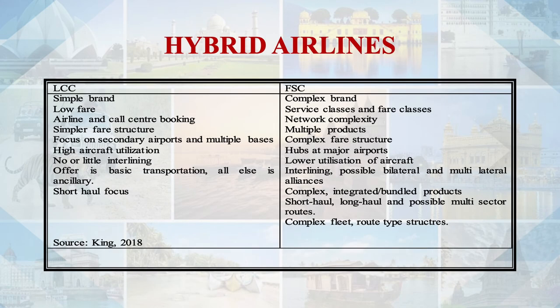So what kind of differences can we identify between low-cost carrier and full-service carrier? A low-cost carrier is basically a simple brand, whereas a full-service carrier is a complex brand. LCCs provide services for low fare, whereas full-service carriers follow service classes and fare classes. So in a full-service carrier, there will be business class, there can be first class and economy class. So two or three kinds of classes are there. But in the case of LCC, there is no difference, only one class of service. Airline website and call center booking is the dominant mode of booking seats for LCCs, whereas full service carriers provide all sorts of channels for selling their tickets. LCCs have a very simple fare structure, whereas full service carriers have multiple products.